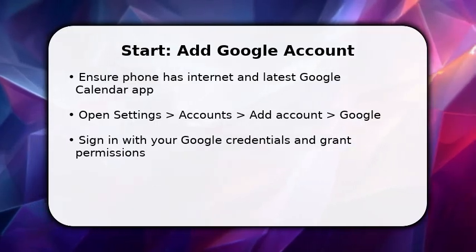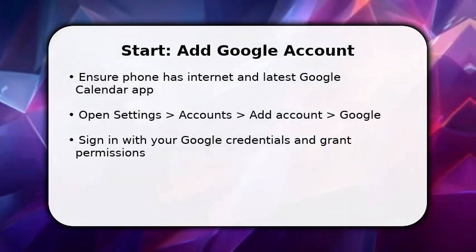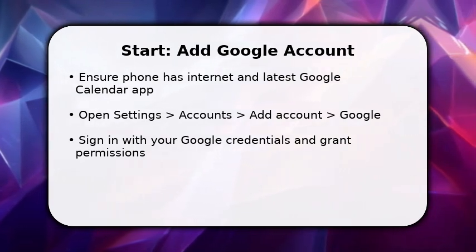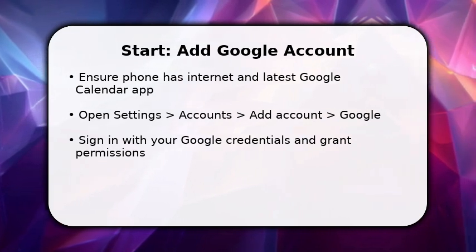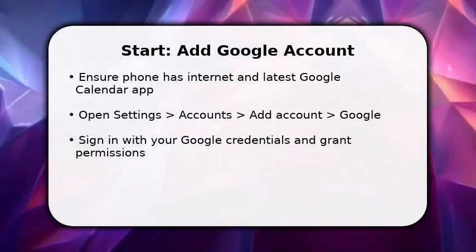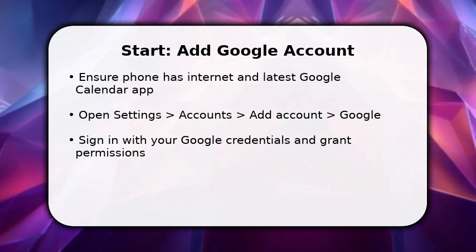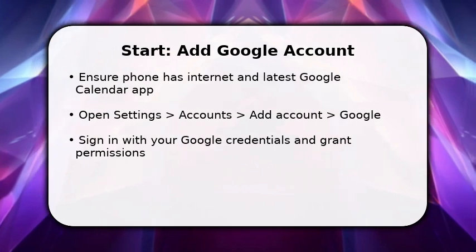You need internet and the latest Google Calendar app. Once ready, go to your phone settings and choose Accounts. Tap Add Account, select Google, and sign in with your Google credentials. Make sure you grant calendar and contacts permissions when prompted so events sync properly. This connects your phone to your cloud calendar. Once done, the device can request updates automatically and display events from that account.